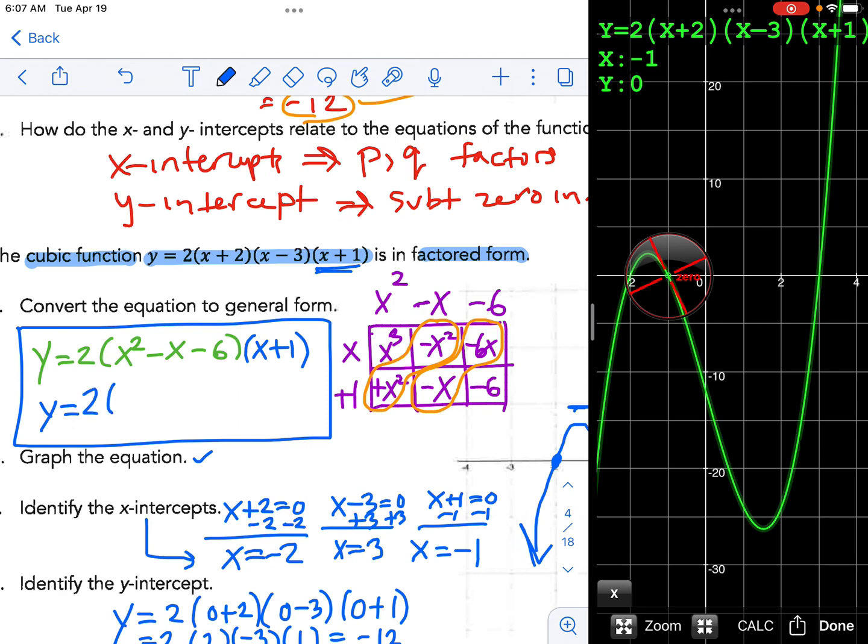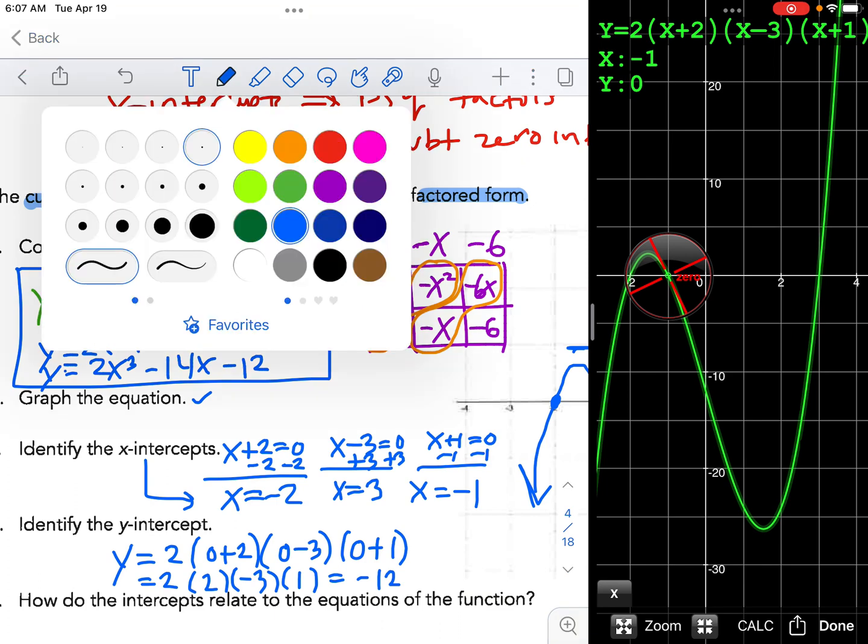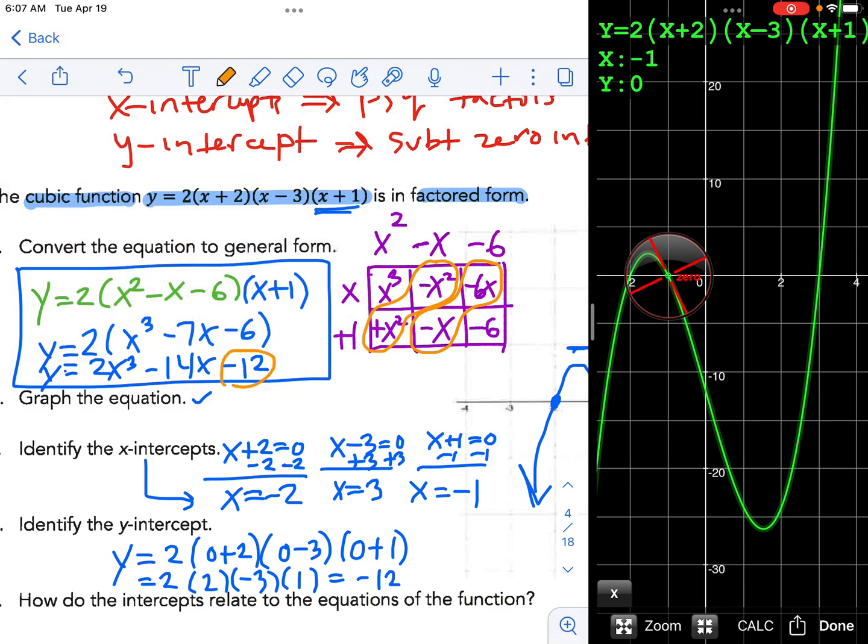We end up having 2 times the quantity, x cubed, and the x squareds go away, and then we have minus 7x and minus 6. So we end up having 2x cubed, if I distribute the 2 now, minus 14x minus 12. And if you notice, the y-intercept is still that last term.